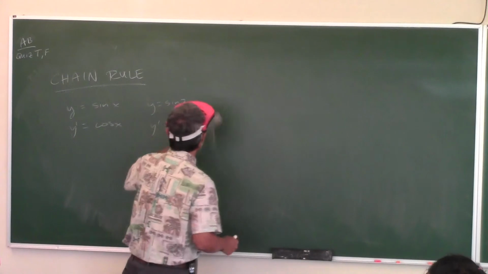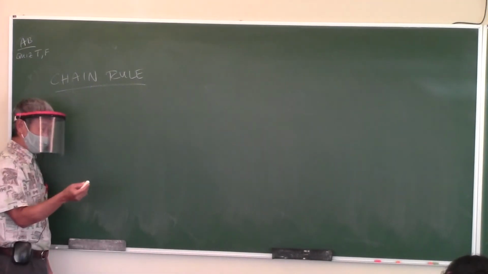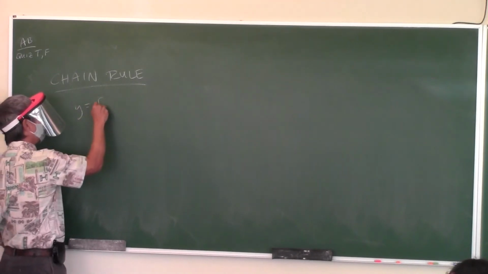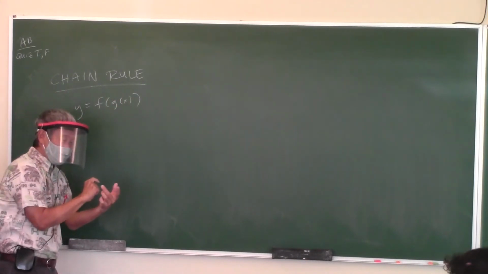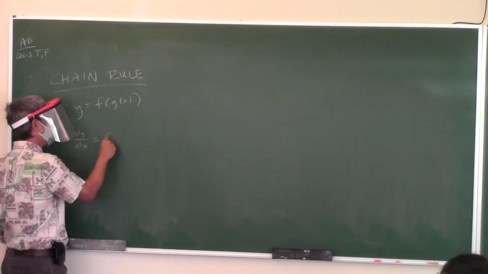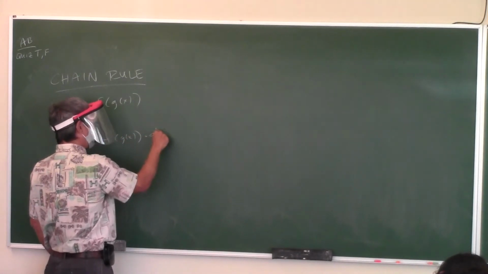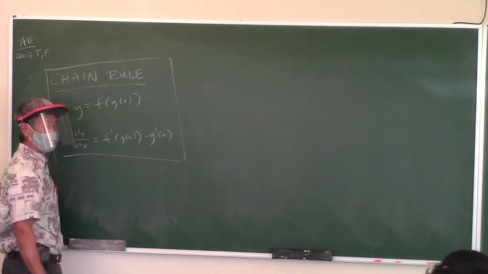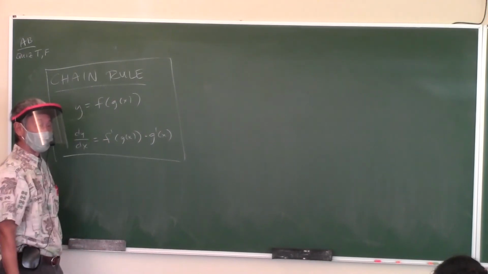So here we go. Let me show you the chain rule. Here is the chain rule, and you need to memorize this definition now. If y equals f of g of x, in other words, you have one function inside another function, then the derivative is simply f prime of g of x times g prime of x. This is the chain rule. All you're going to do is use this over and over and over.